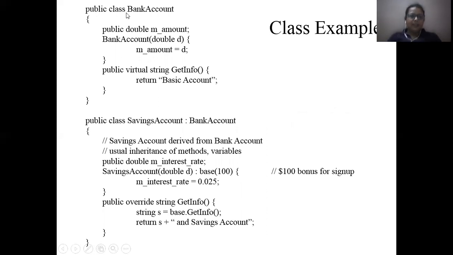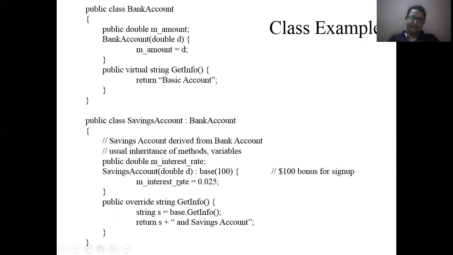Here I specified public class BankAccount, then public double m_amount, BankAccount(double d) with m_amount = d, and public virtual string GetInfo() which returns the basic account info. Now here we specify another class which uses inheritance: public class SavingAccount : BankAccount. This BankAccount is inherited by the class SavingAccount. SavingAccount derives from BankAccount, with the usual inheritance of methods and variables.